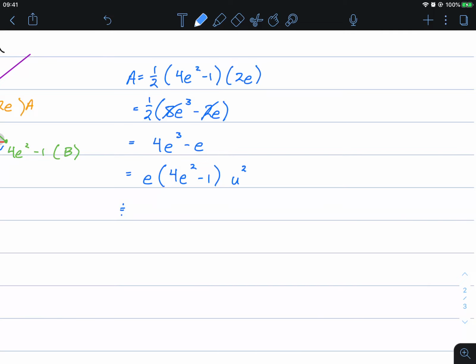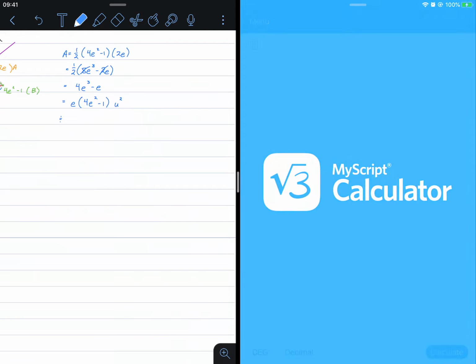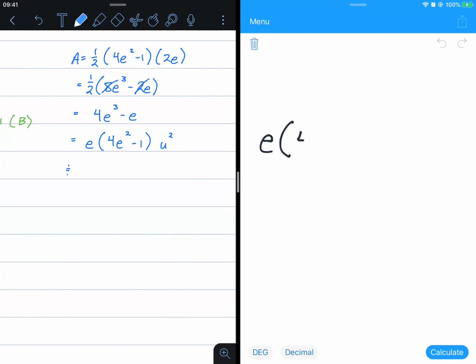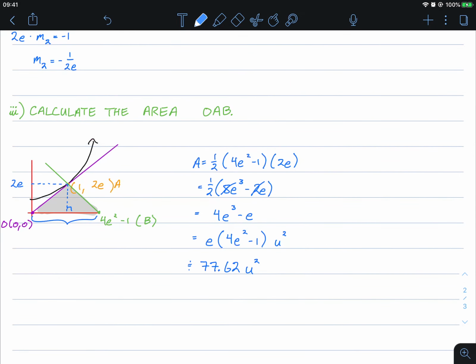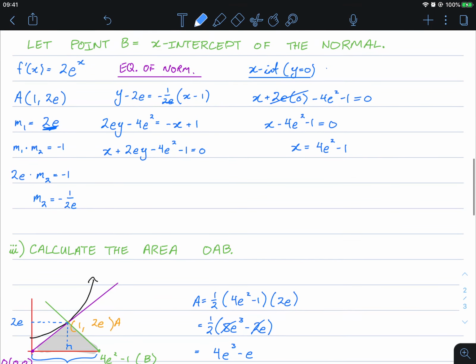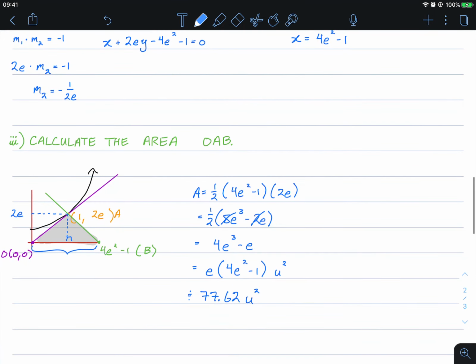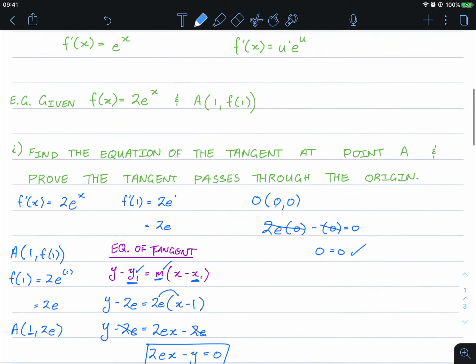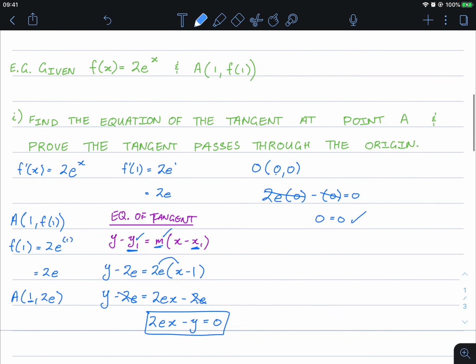And if we really want to, we can approximate this. Let's get an approximate value. e times 4e squared minus 1 is approximately 77.62 units squared. So I hope you can see how even with e, we still apply the same concepts of finding gradients, finding the equations of normals, and finding areas as well from the intersections between two values as a triangle or whatever shape that it might make.